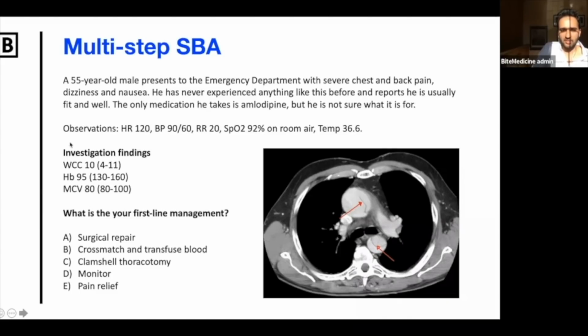You've got some blood test results back. What do we think of these blood test results? What's going on? Low HB, anemia. Good. So this is a borderline microcytic anemia, but it is essentially normocytic at this point in time. What's your first line management then?